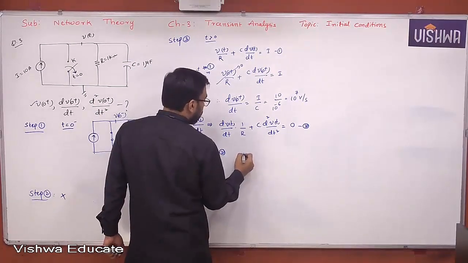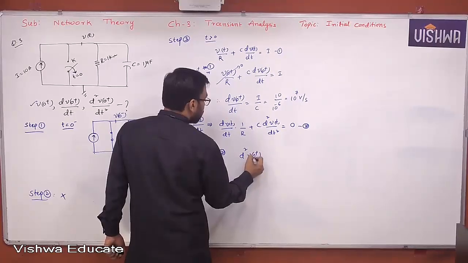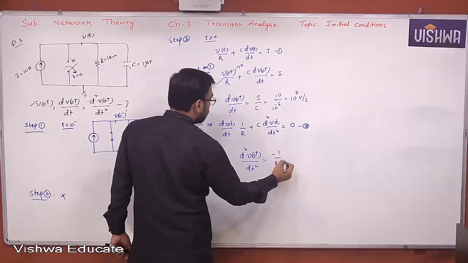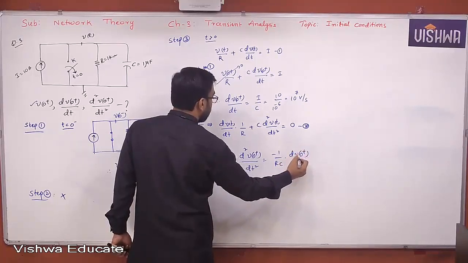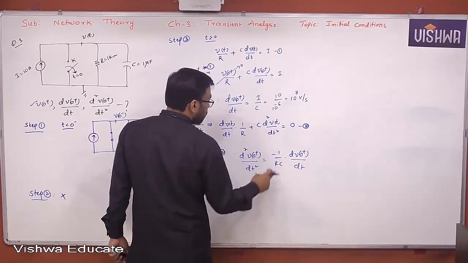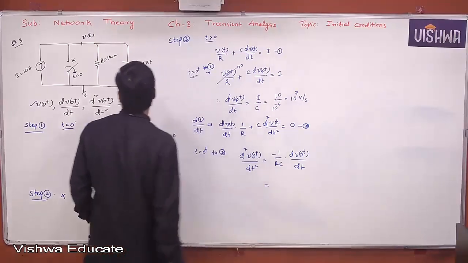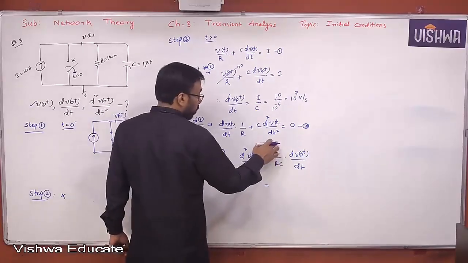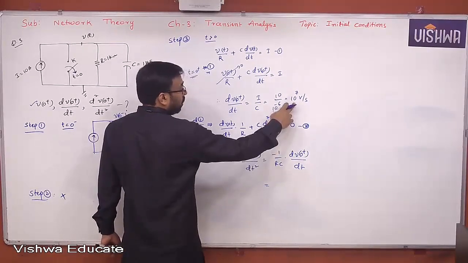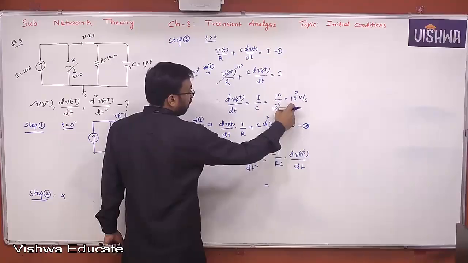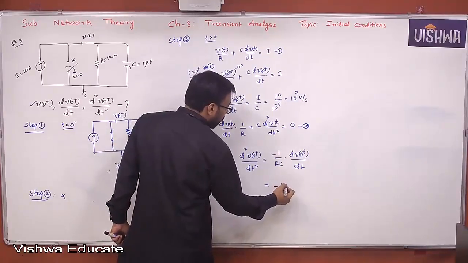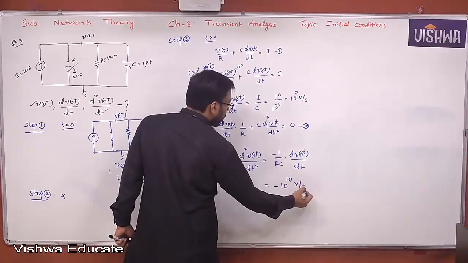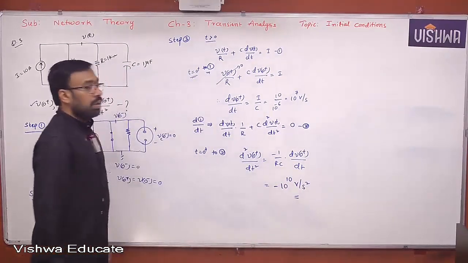Therefore, you want d square V of 0 plus by dt square, which is minus 1 by RC into dV of 0 plus by dt. Yes or no, all of you? This is R into C combination. 1 kilo into 1 micro will give you 10 power minus 3. If you take it to the numerator, 10 power plus 3 into 10 power 7, a value you already determined. Finally, this will give you plus 10 volts per second square. Understand, all of you?